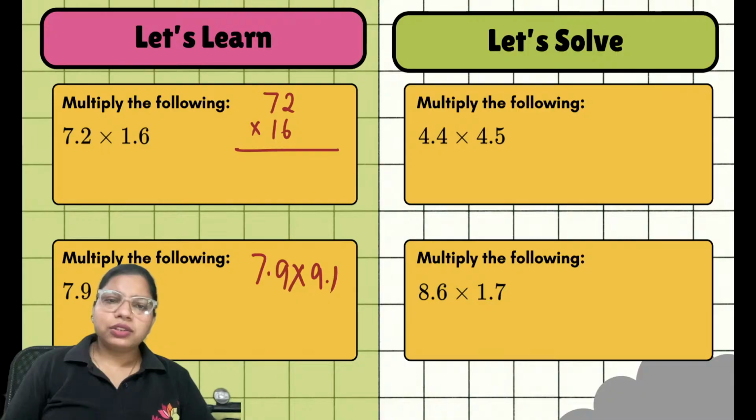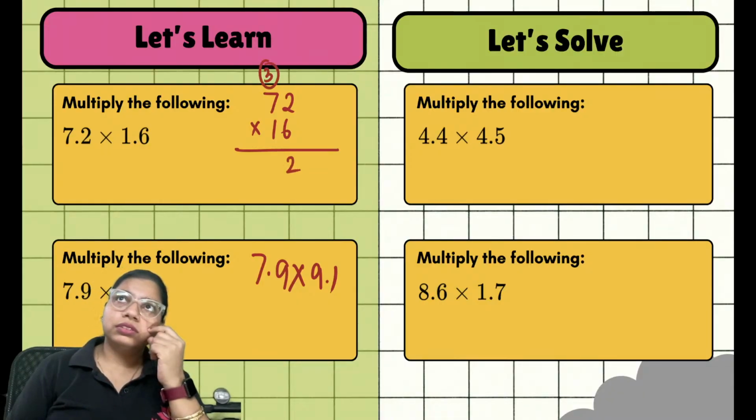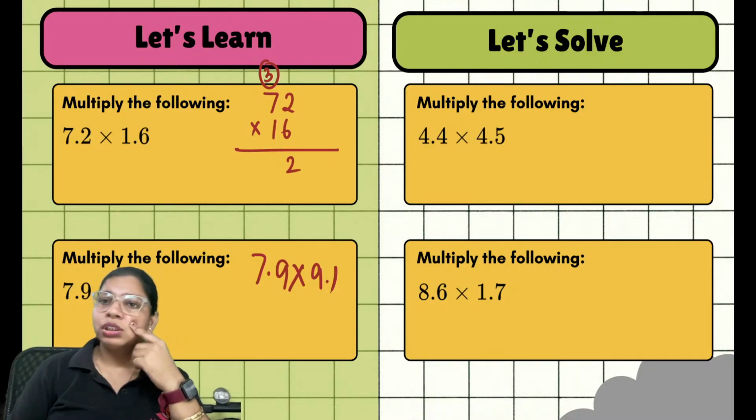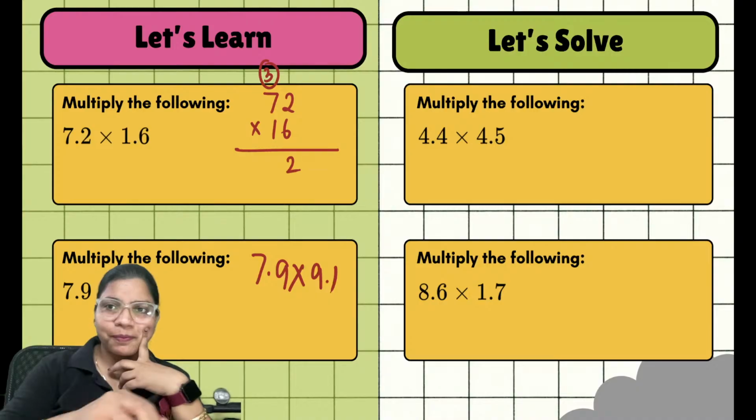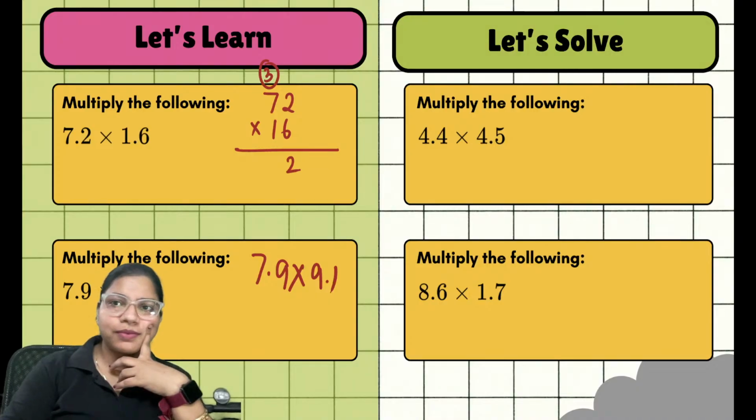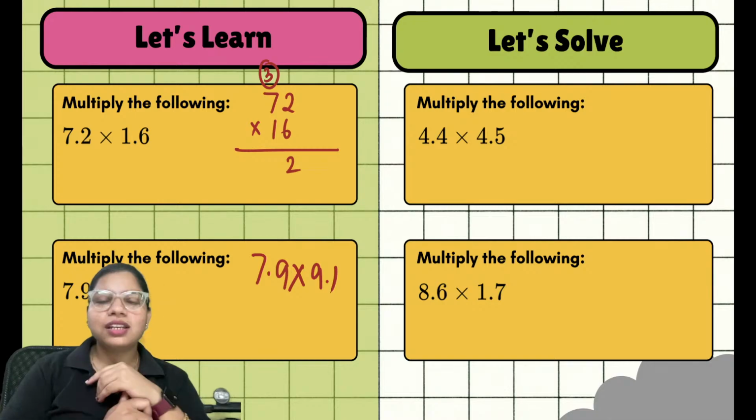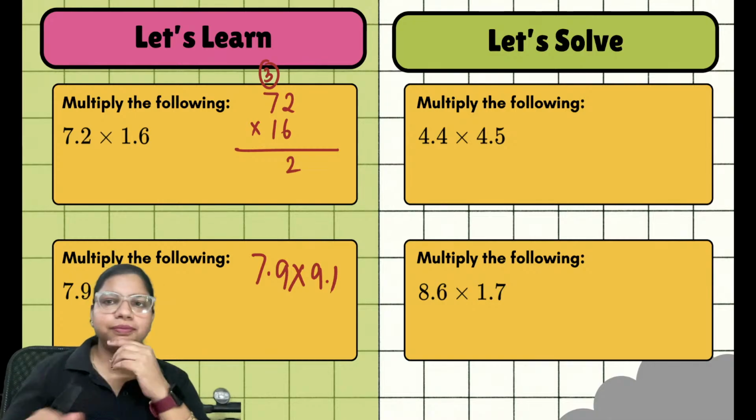16 times 2 is 32. 2 and 3 there. 16 times 7 is what? Who will tell me what is 16 times 7? Siri will tell me. Hey, what's 16 times 7? 112. 112 plus 3, 115.